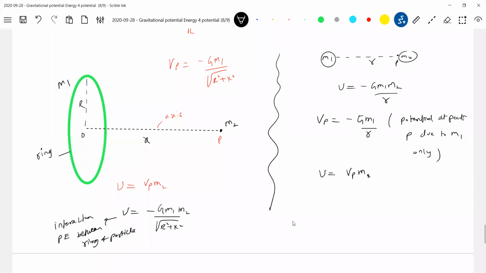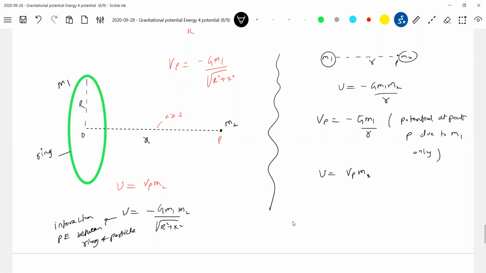Now, for any body, if a particle is kept nearby, how do we calculate the interaction potential? What should I find out? Calculate the potential at that point where the point mass is kept. Then the potential at the point where the point mass is kept, into the mass of the point mass, will give the interaction potential between the body and the particle. I think there's a core general idea around which all our numericals will revolve.